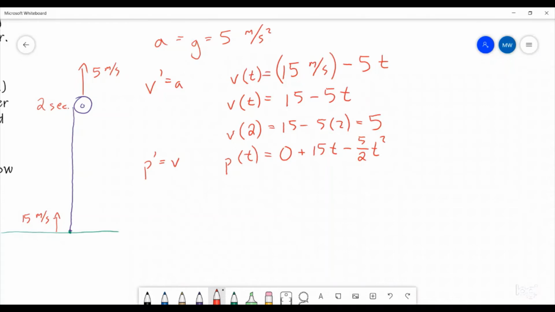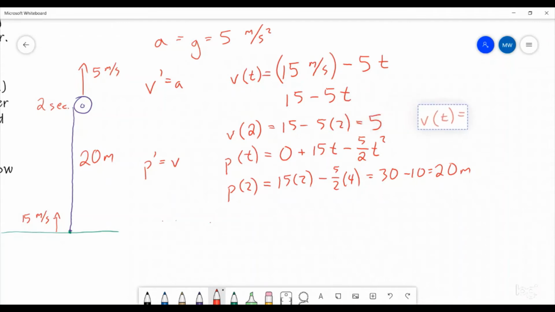So what we need to know is the position at time t equals 2. So our position at time 2 is going to be equal to 15 times 2 minus 5 halves of 4. So that's going to be 30 minus 10, which is 20 meters. Wow, you got a really good arm if you're able to throw it that high. So there you go. 20 meters is how high up it has gone. So now we've figured out the position of the toilet paper roll. Let's go back and try and figure out what else we are going to need.